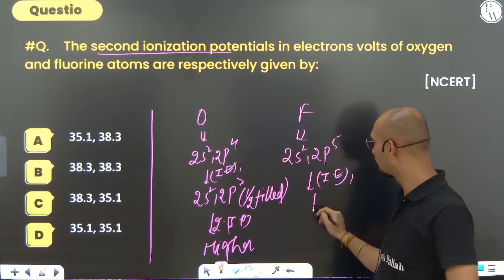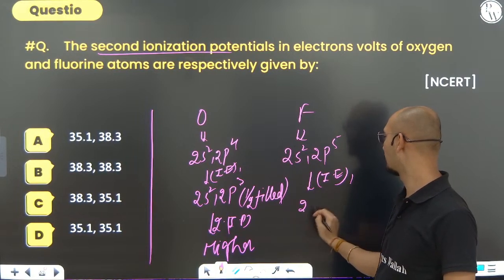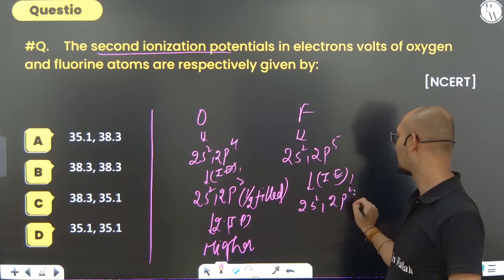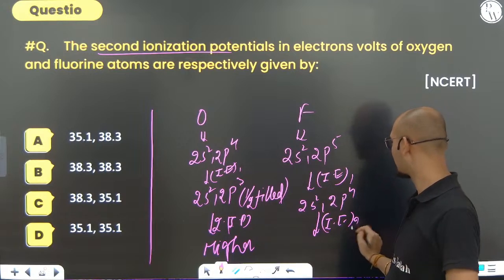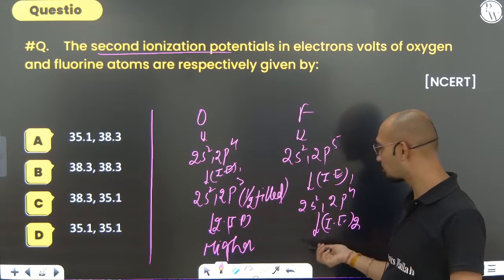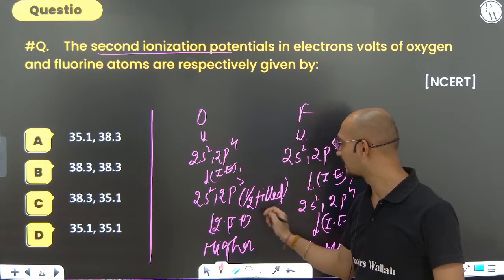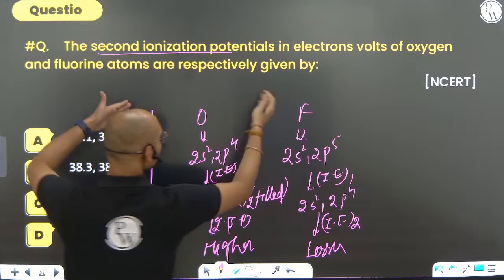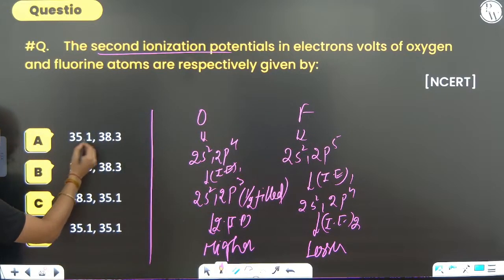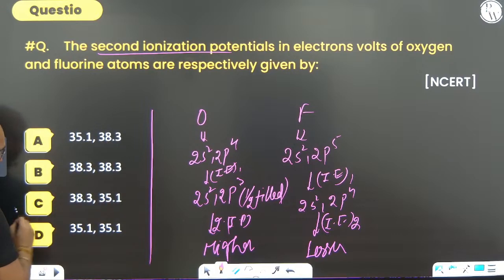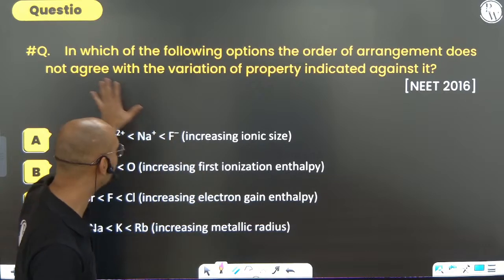more. But once you go for IE2 for fluorine, it is 2s2 2p4, which is not half filled, so you can easily remove the electron. So IE2 here is lesser. The main reason for oxygen is that it is half filled. So oxygen should have higher while fluorine should have lower. So C is the correct option. It's a good question. Just use your mind and you can do that.